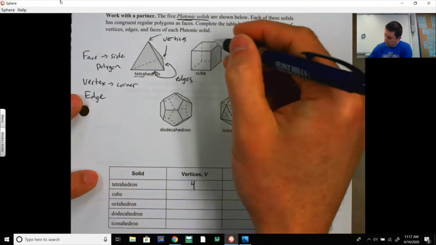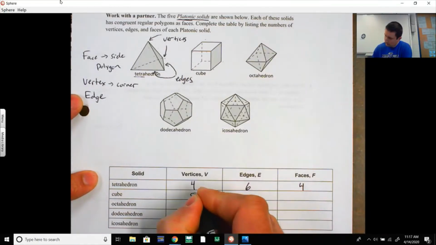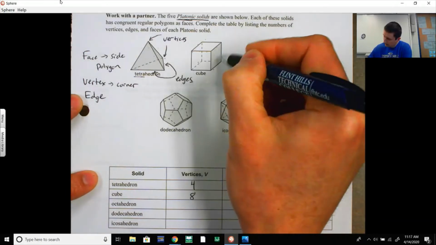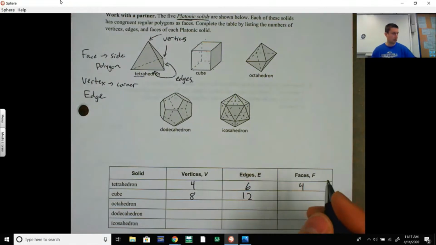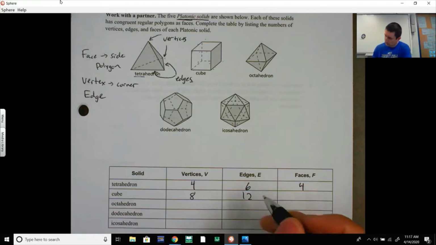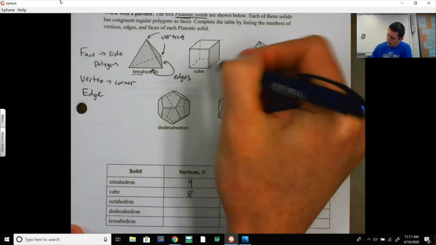For a cube, the number of vertices is 1, 2, 3, 4, 5, 6, 7, 8. For edges, 1, 2, 3, 4, 5, 6, 7, 8, 9, 10, 11, 12. I have 12 edges on a cube. Imagine this is a cube. It's not a cube, but you'd have 1, 2, 3, 4, and then you have 4 around the wrapping, and then the 4 around here. So we have 12 edges. Number of faces, I have the front and the back, and then I have 4 around the side, so I have 6 faces.